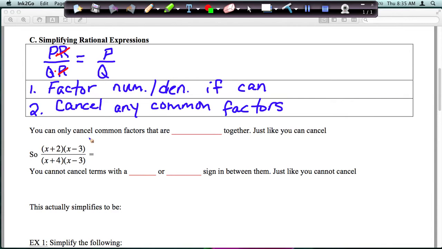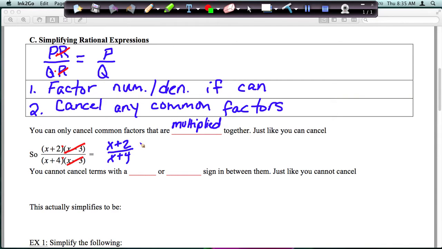Okay, you can only cancel common factors that are multiplied together, like I showed you up there. Just like you can cancel, in this case, x plus 2 times x minus 3 over x plus 4 times x minus 3. There's a multiplication symbol in between these two factors, right? We just don't write it. So this x minus 3 in parentheses can cancel with this x minus 3 in parentheses as well, because they're both exactly the same, and that's a multiplication symbol in between those two factors. And this would just simplify to be x plus 2 over x plus 4.